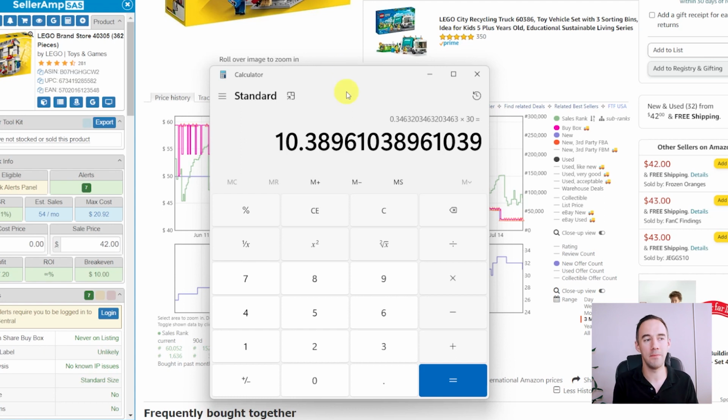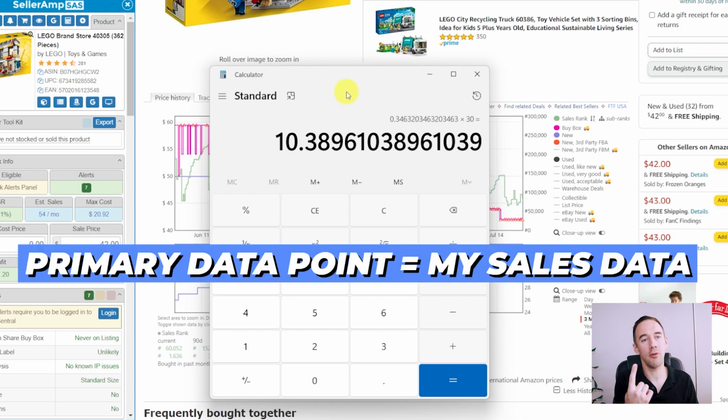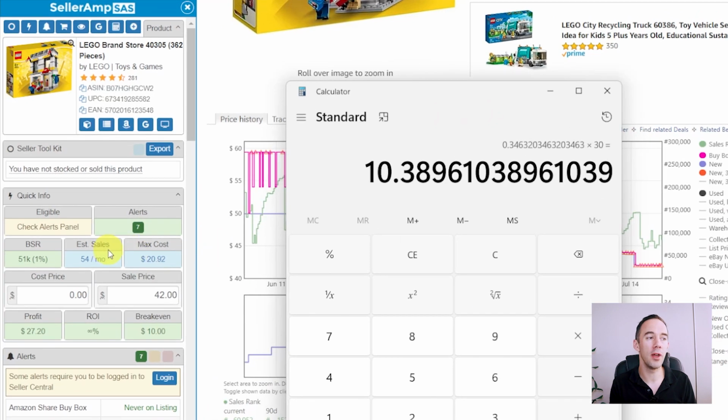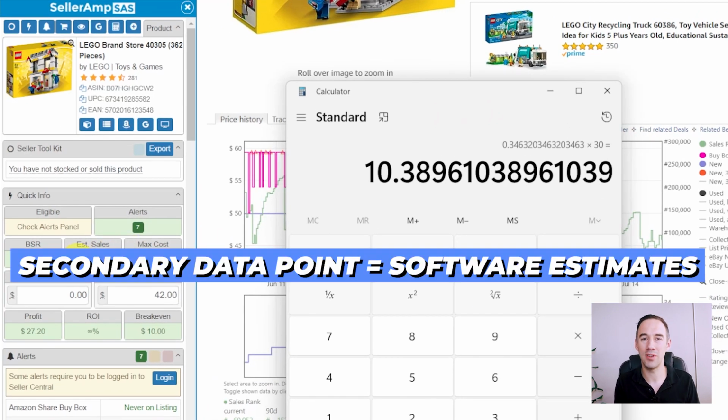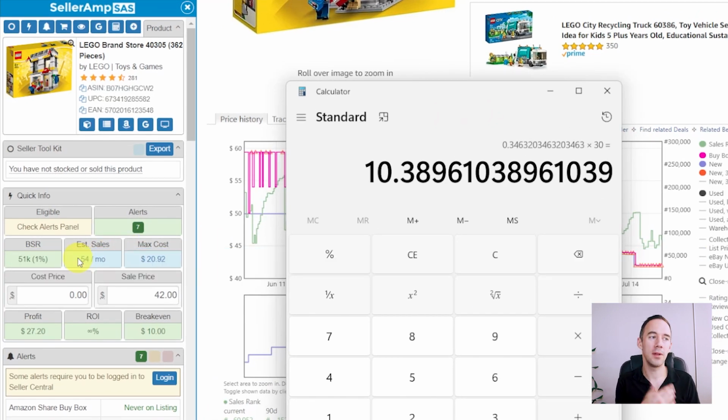If I'm going to use that information, looking at what my sales actually were as a primary data point to understand the listing sales, then I'll probably use another one, maybe Seller Amp, as a secondary data point, and I'll probably average them out. Say for example here, we're probably selling more than 4 in that time period, but if I said 10 and that says 54, I'd probably say this is selling about 20 units per month.